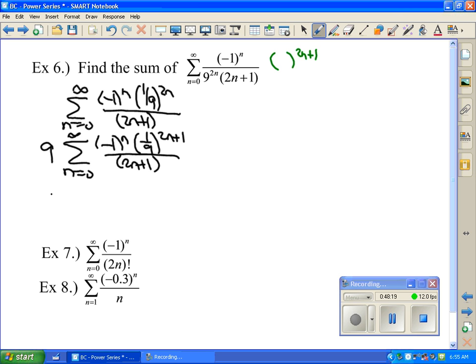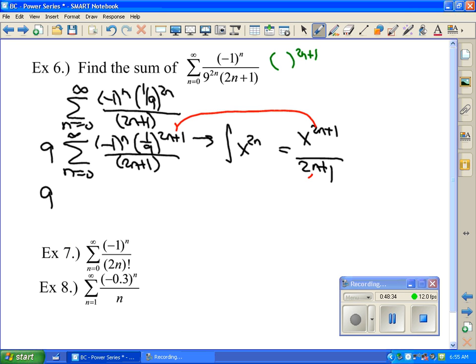Now, this I'm going to rewrite as an integral. So what you have to do is think, okay, what would I integrate to get something to the 2n? Well, if you integrate x to the 2n, you get x to the 2n plus 1 all over 2n plus 1. So that explains this 2n plus 1 and this 2n plus 1 on the bottom. Now I need bounds for it. So if I were to substitute in 1/9, I would get 1/9 to the 2n plus 1. So the 1/9 goes on top. I have no minus sign, so I'm going to put a 0 on the bottom.